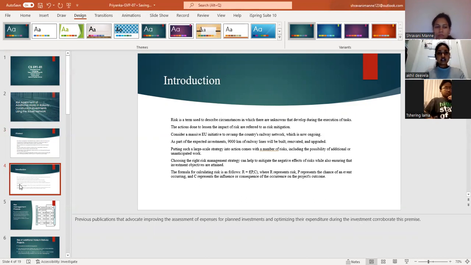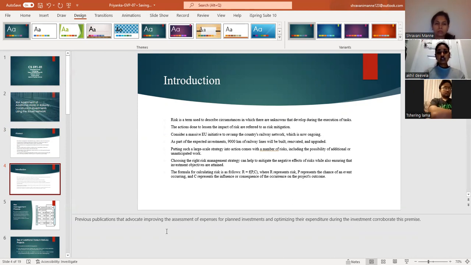Coming to the introduction, here we discussed what risk is. It is usually termed as a circumstance in which there are unknowns that develop during the execution of any task. Here we consider an EU project, an initiative to revamp the country's railway network, which is now ongoing. As a part of this project, 9,000 kilometers of railway lines will be built, renovated and upgraded. Putting such a large-scale strategy into action comes with a number of risks, including the possibility of additional or unanticipated work.